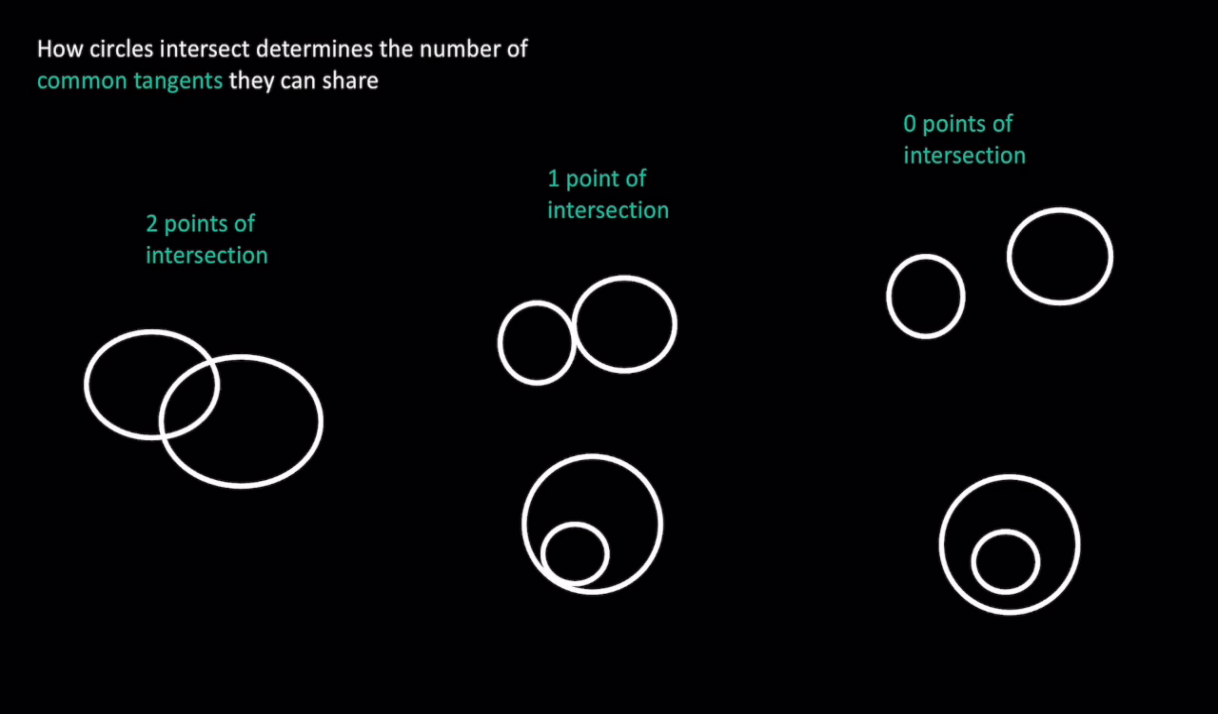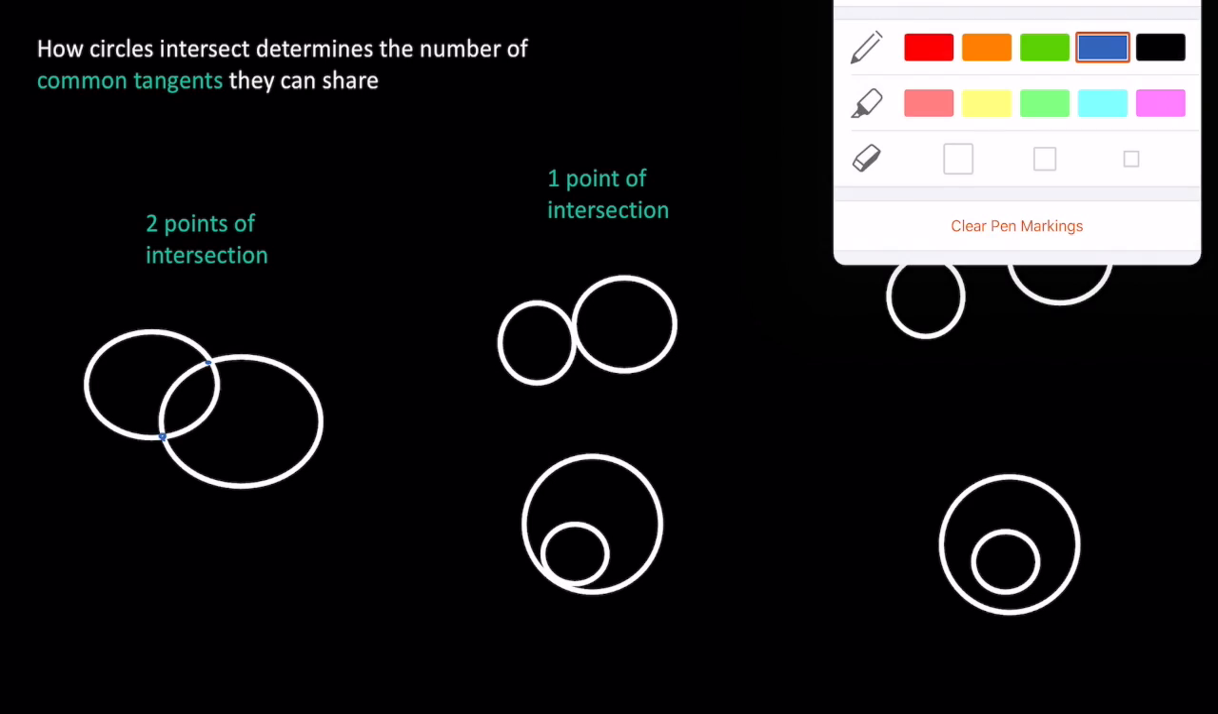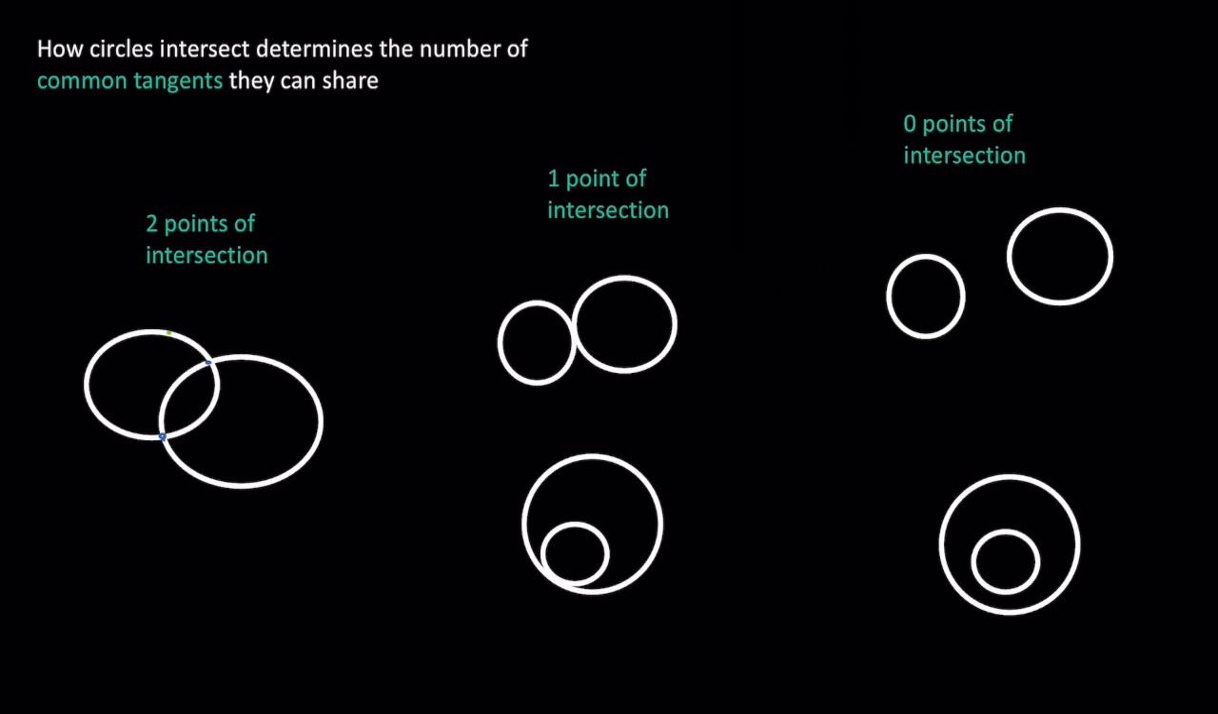And the number of those common tangents is going to depend on how the circles intersect. So we'll start on the left with 2 points of intersection. You can see these circles intersect there and there. And now a tangent line, remember, it's just going to graze each circle at one point. So you can imagine that if you had a line lined up just like that, it would graze each of those circles. So it's a common tangent.